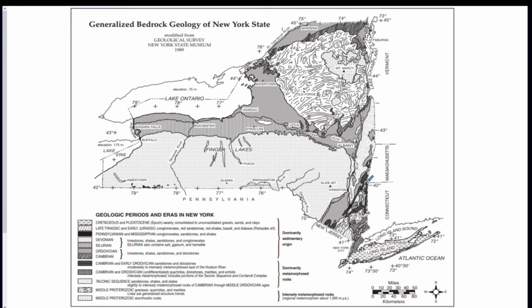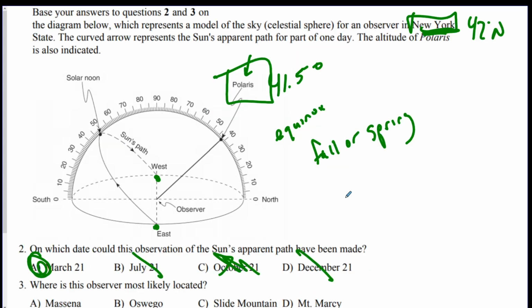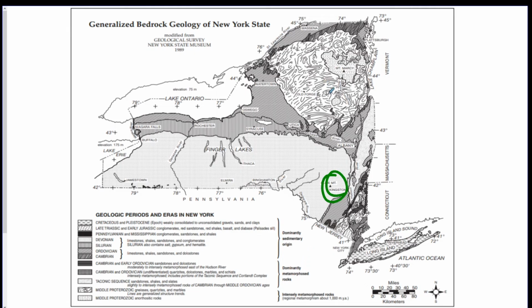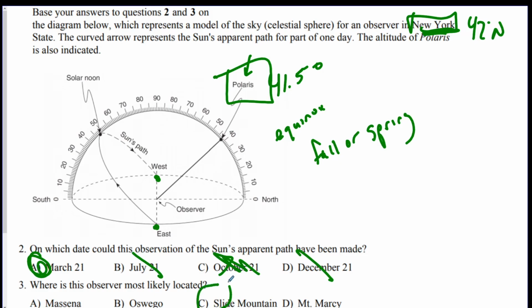So if you go to this map and you look for about 41.5 or 42 degrees, Slide Mountain looks really close. You could check the other places, Oswego, Messina, and Mount Marcy. Mount Marcy's up here. There's no way that's right. Messina's all the way up here. No way. And Oswego's up here. So they're way too high up. So Slide Mountain looks like it's going to be your closest answer. C.